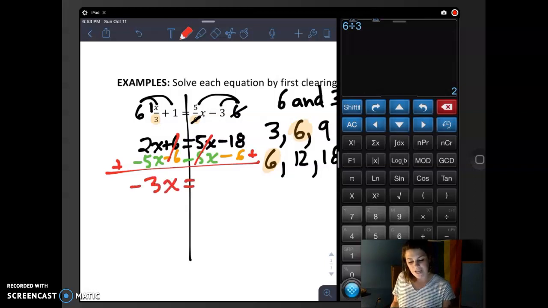So negative 3x, and then we have negative 24 over here. Divide by negative 3 on both sides. X is equal to positive 8.